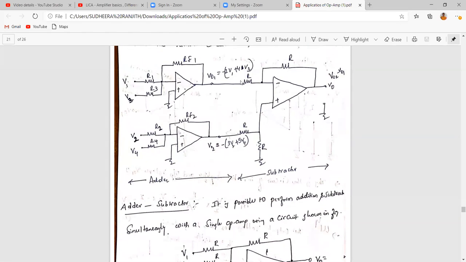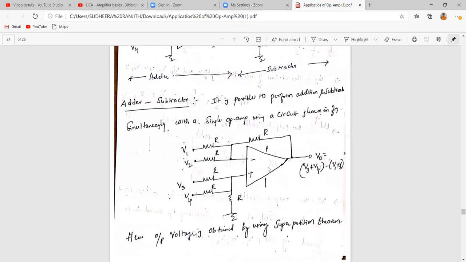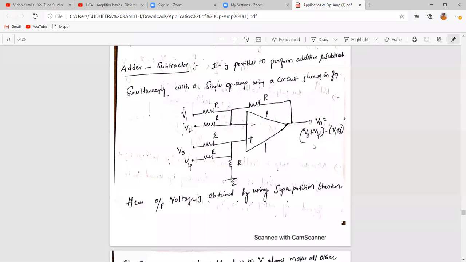In the previous problem in the last class, we used three operational amplifiers. Two op amps we used as adders, and one op amp as a subtractor, whose inputs are the outputs of the adder circuits, right? To avoid this complexity, by using a single op amp, we can perform both addition and subtraction. This is the modified circuit, whose output is V3 plus V4 minus of V1 plus V2.